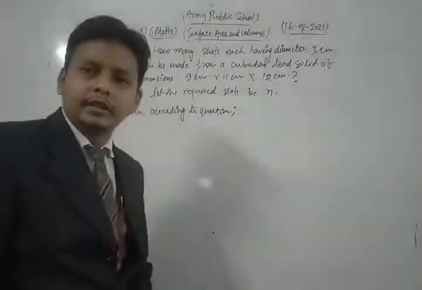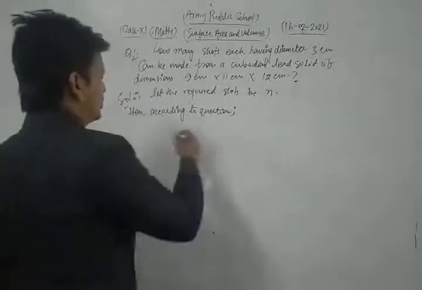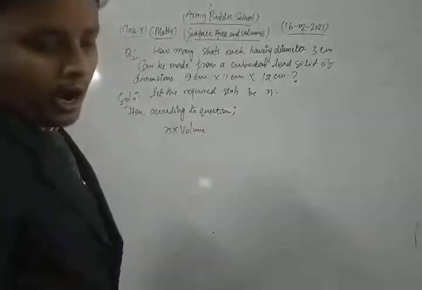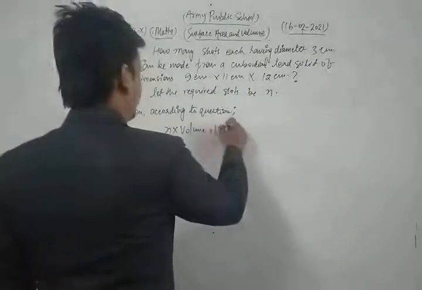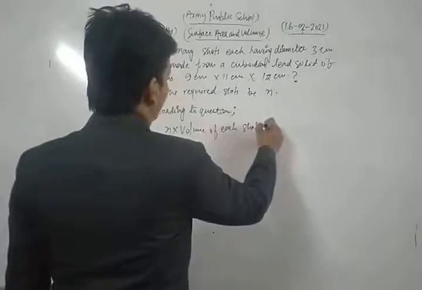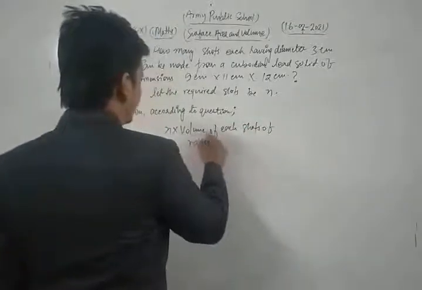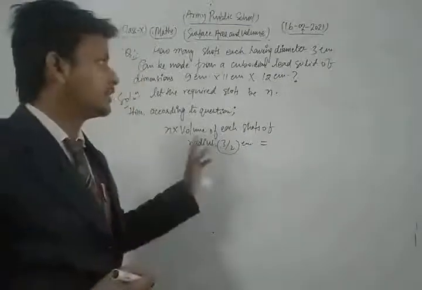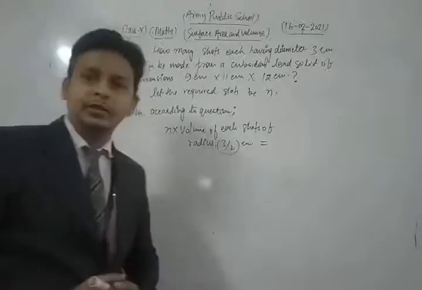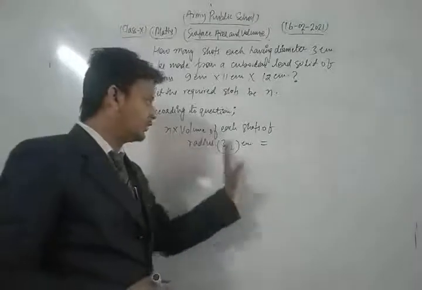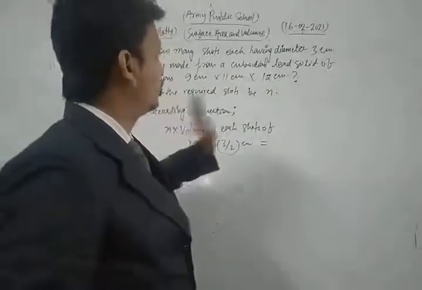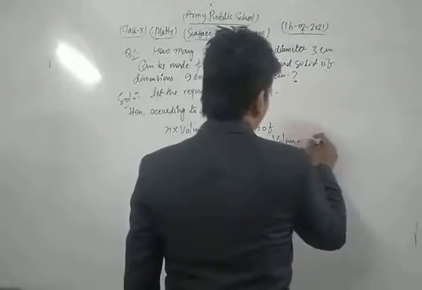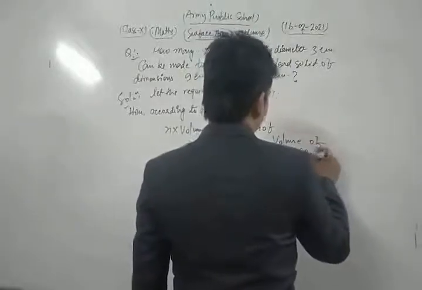volume of n shots, that is n into the volume of each shot of radius 3 by 2 centimeter, is equal to the volume of the cuboidal lead solid. Because the diameter of the lead shot is given as 3 centimeter, its radius is 3 by 2.